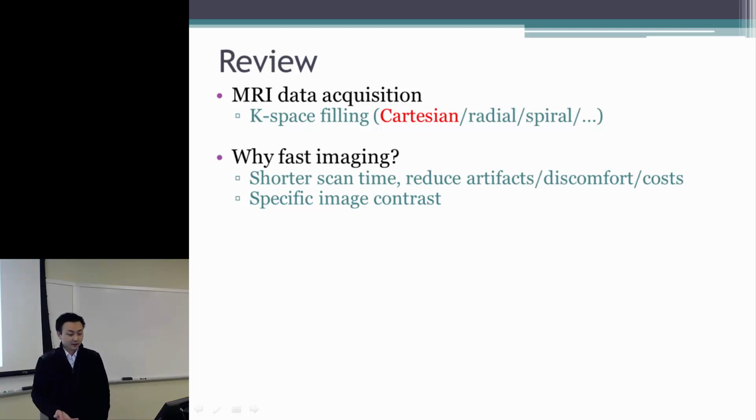And why would we need fast imaging, right? Of course, faster is always better. We can get a shorter scan time, reduce motion-related artifacts, and reduce the discomfort of the patient or subject lying inside the magnet. It will also save money for the hospital, or earn more by doing more cases, right? Also, some specific image contrasts can only be achieved by using fast imaging techniques. So this would also be a consideration when we are using the, yes?